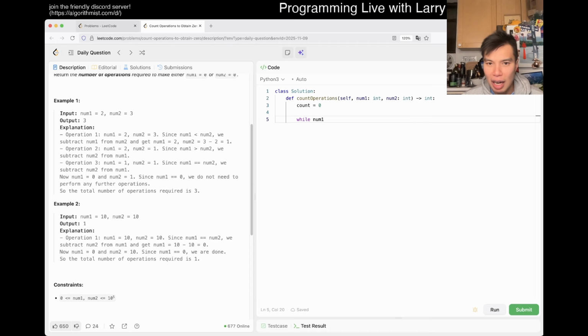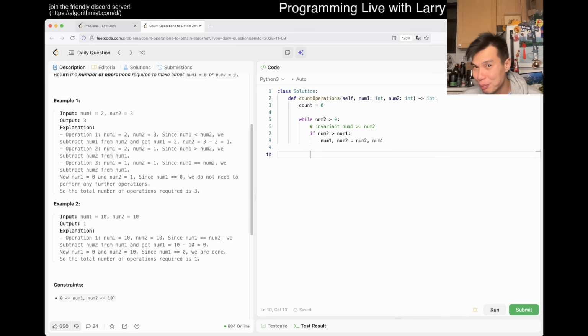And here maybe we can even write some invariant: if num2 is greater than 0, then the invariant maybe, and you don't need to do this because it's easy, you could even do it in a naive way, is that num1 is greater than or equal to num2. So then we can write, if num2 is greater than num1, then we just swap them, right? And you may think, is this overkill for this problem? The answer is almost certainly probably yes.